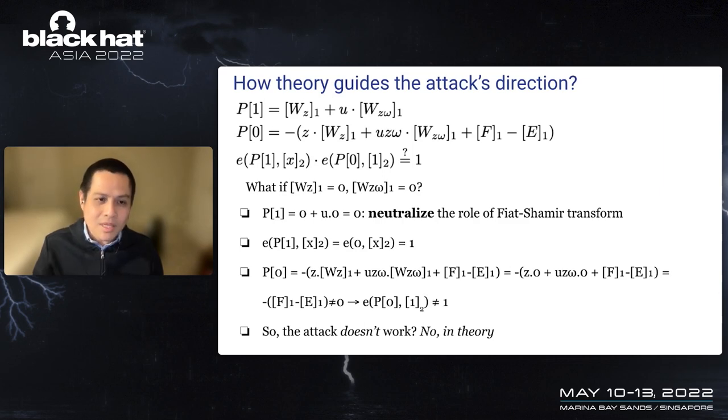It's simple. And then the pairing of P1 with [x]₂ is one, because the pairing of zero with anything is one, okay? But if you plug in P0, you will see that we simplified it, and the end result is F1 minus E, but it's not zero, unfortunately. So the pairing is not one. So the equation doesn't hold, right? So the question is, does the attack work? And the answer is no, it doesn't work. In theory only. In practice it is a different story, okay?